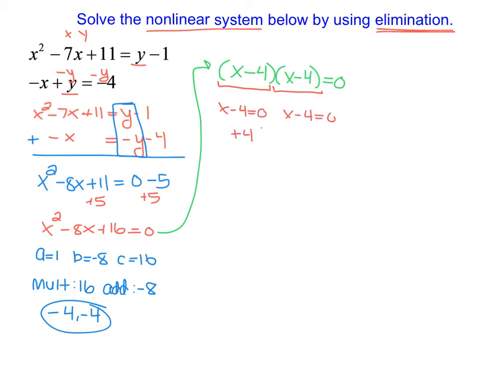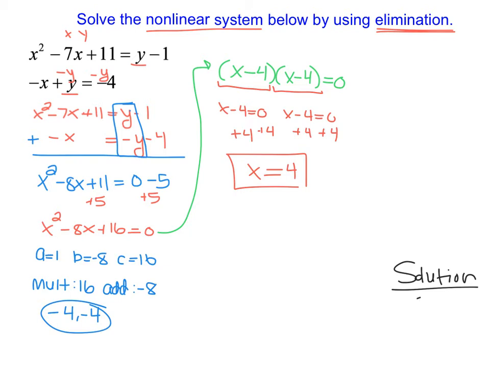And I find, in this particular problem, by solving each mini equation, that I have one single x value of x equals 4, which is fine. Sometimes you have equations that only cross in one spot. So here our solution is only going to be one single point with an x value of 4.